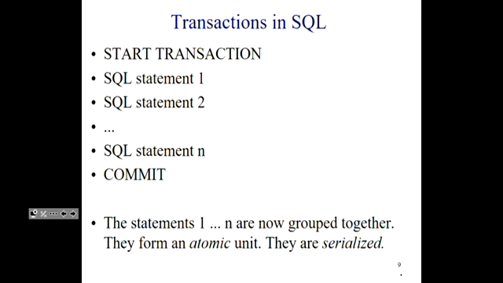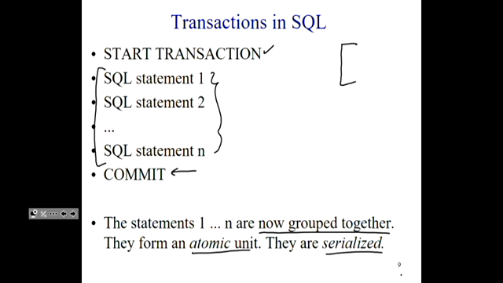Okay, so this is how you declare transactions in SQL. You have a statement called start transaction, then a bunch of SQL statements, and then you say commit. Now these statements 1 through n are grouped together. They form an atomic unit. They are executed either all of them or none of them, and they are serialized, which means that you have one transaction executing, and then another transaction, then another transaction, and not in a weird interleaved fashion.